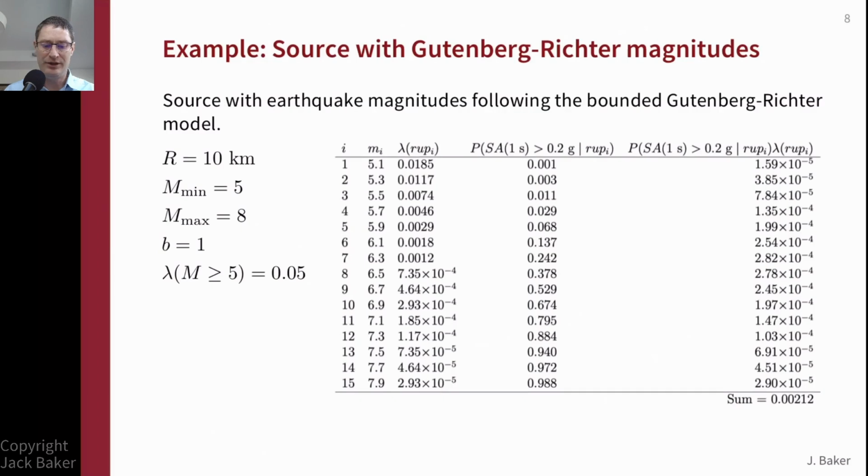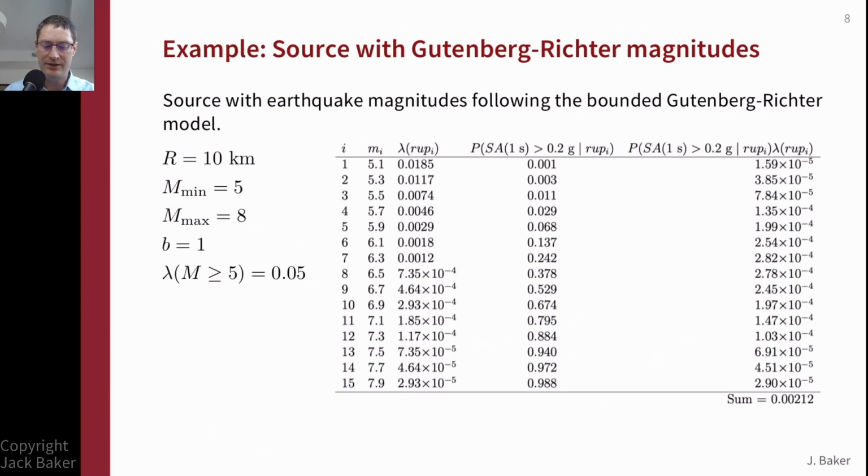Okay, let's go to a little bit more advanced case. So now we're going to think about the source with the Gutenberg-Richter magnitudes. Here I'm following the same parameters as earlier in the book, where we had the source 10 kilometers away, Gutenberg-Richter magnitudes truncated between 5 and 8 for magnitude, b-value of 1, and then 0.05 ruptures per year that are bigger than magnitude 5. Okay, so just repeating some of the pieces that we had in the previous examples.